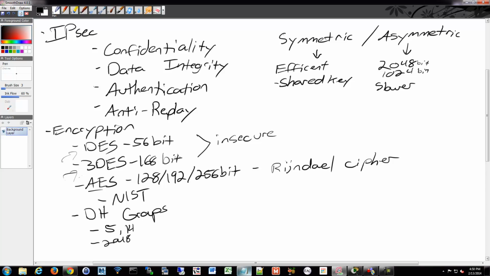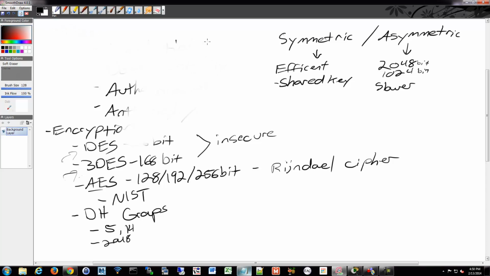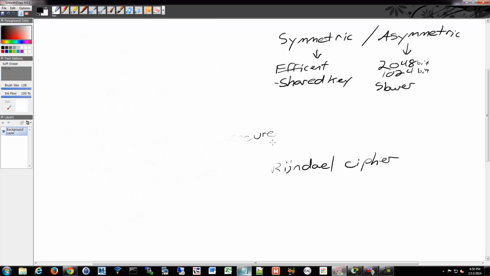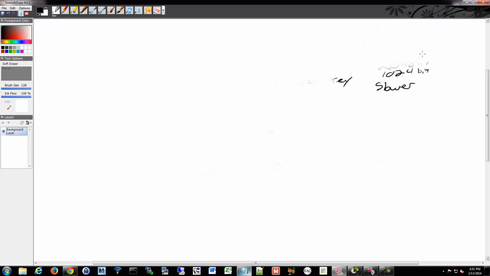Alright, so from here we'll move on to data integrity, and we'll talk about that. And of course, I goofed up my layer, so give me a second here. We'll just erase it really fast. There we go, giant eraser. Alright, there we go.